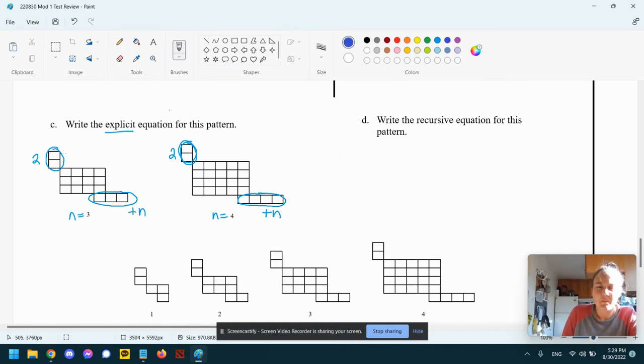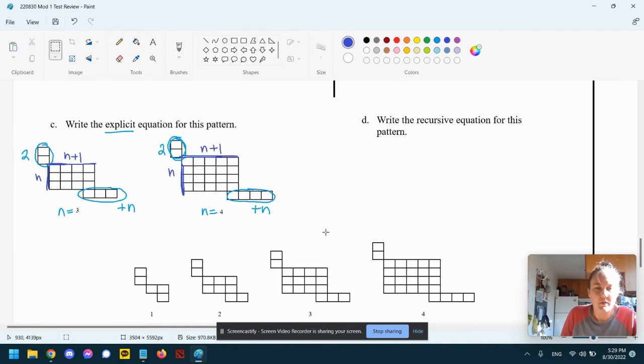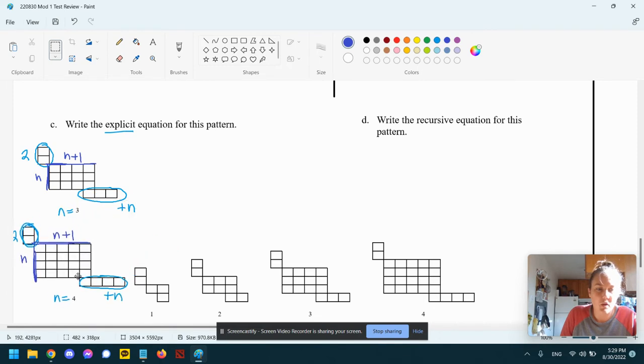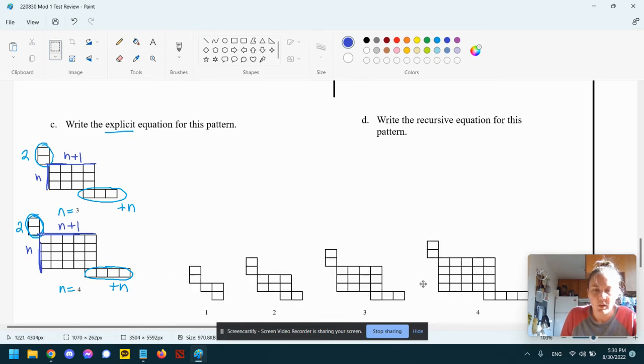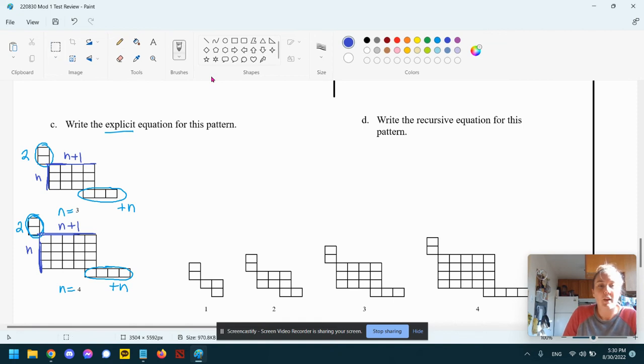And then this middle bit is n times n plus 1. It's whatever step we're on times 1 more than whatever step we're on. Because that's the case for both of these, and to be honest, all of them, wow, so close. And because that's the case for all of them, we can write our explicit equation patterned off of this.